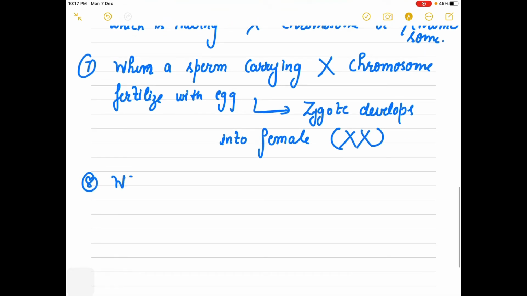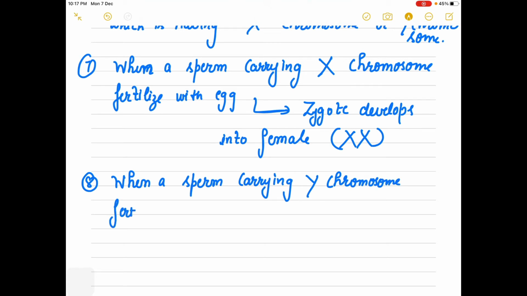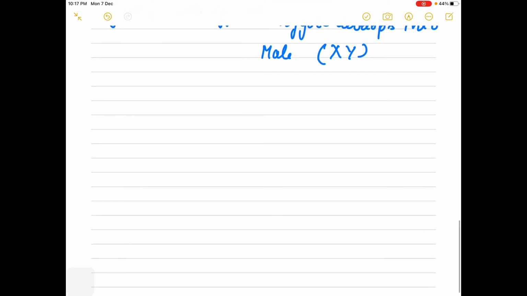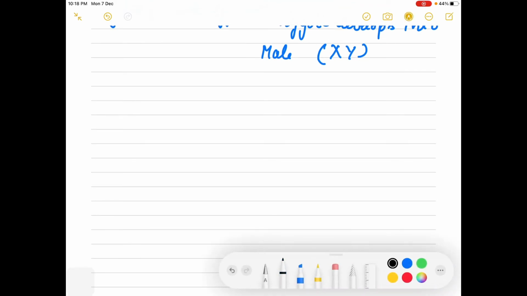Now the other condition is when a sperm carries which chromosome? Y chromosome, right? If it is carrying the Y chromosome and fertilizes the egg, now the zygote which develops, what will be the sex of the child? The zygote develops into a male baby, right? That will be XY. So what is the conclusion after this?